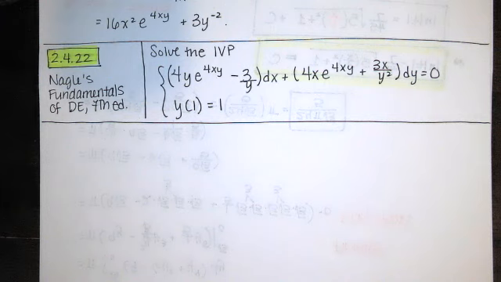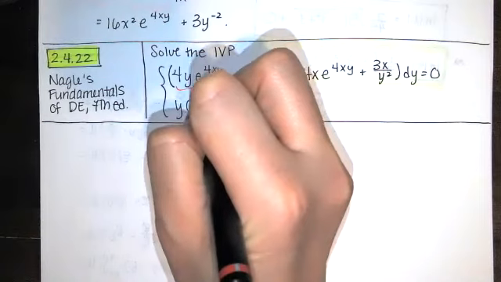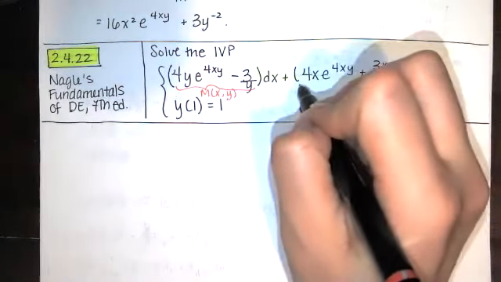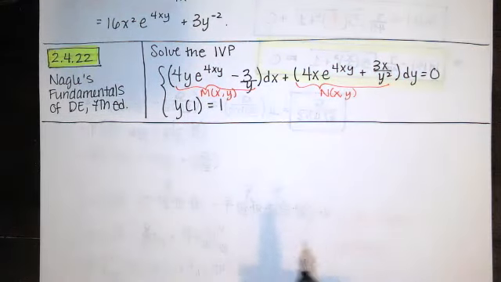Maybe one of them is a partial derivative of that function with respect to x, and the other one is the partial derivative of the function with respect to y. So that would make me think that this might be an exact equation. To determine whether that intuition is correct, we identify the first function. You give it a name. I'm calling it M of x and y, and I'll call the second function N of x and y.